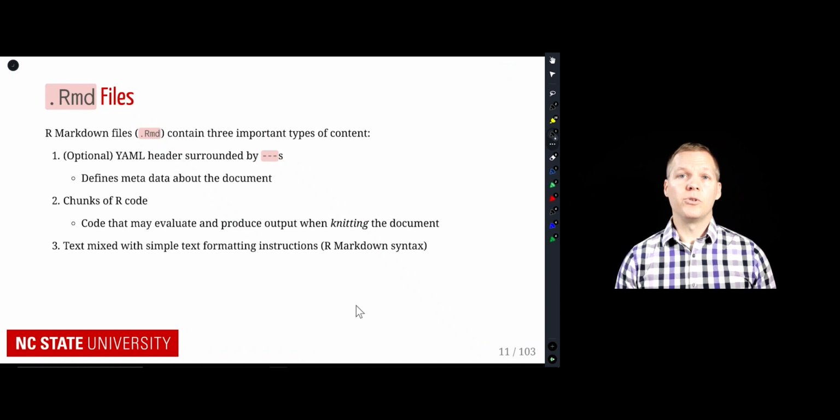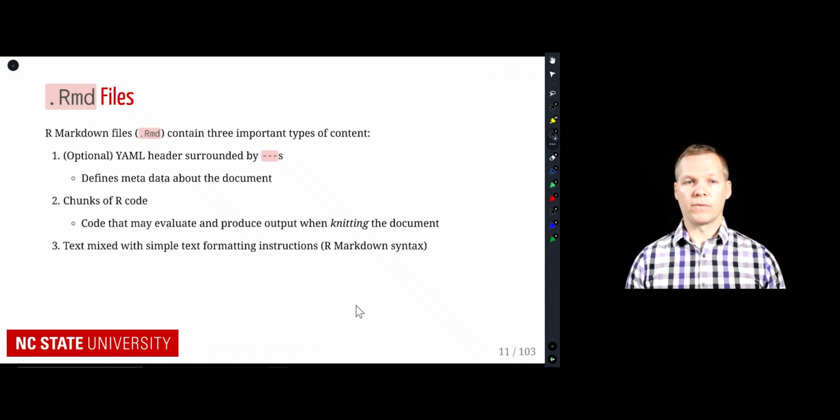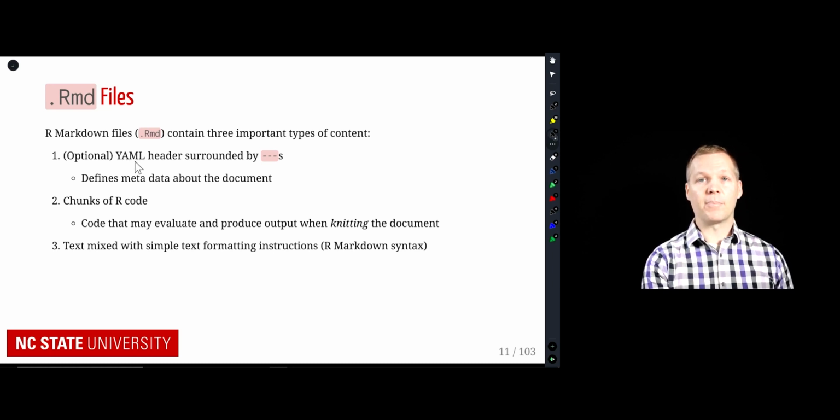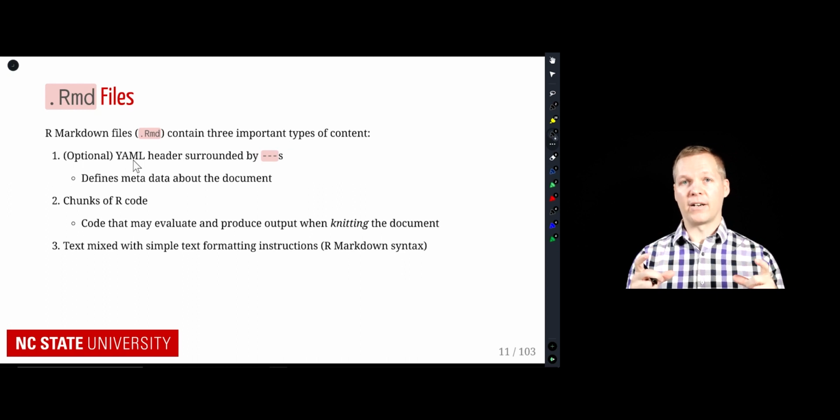So what goes into a .rmd file? What goes into one of our Markdown files? Well, there are three major types of content. One is a YAML header. So this is, YAML's ain't another Markdown language, something silly like that. But this is the thing at the top of the document that's essentially like your header. It's going to describe metadata about your document. So things like the author, the title, what kind of document you want to create as the end product. So that usually goes at the top of your file.